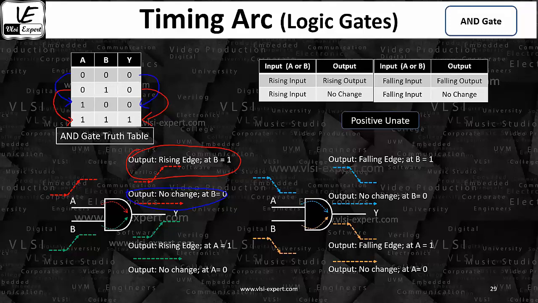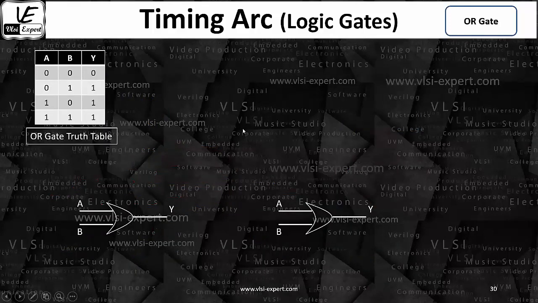So this is basically the property of the AND gate. Both the pins A to Y and B to Y have a similar property right now. That means both arcs are of the same type, and the property of these arcs is positive unate. And let's talk about the next one, which is the OR gate.